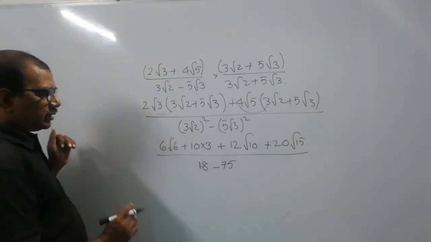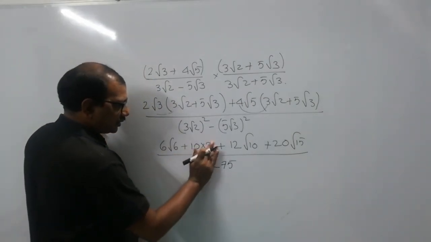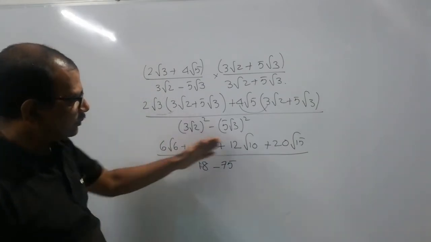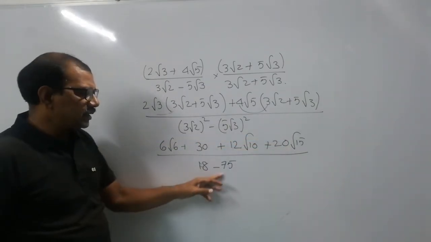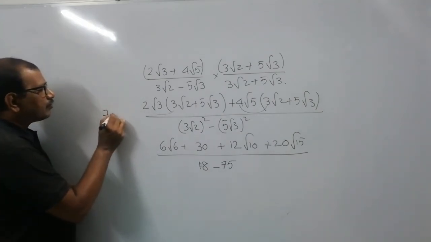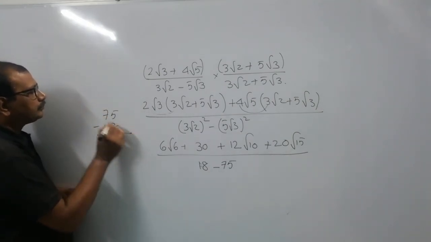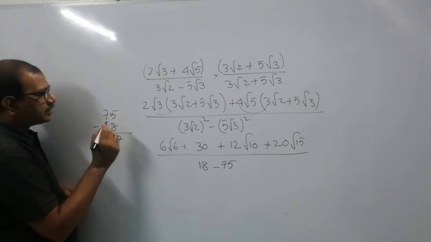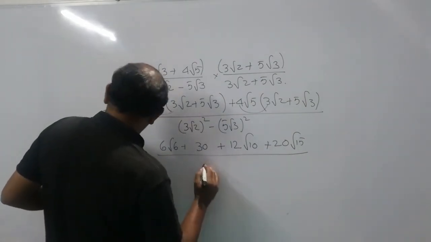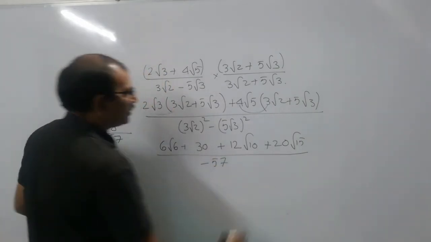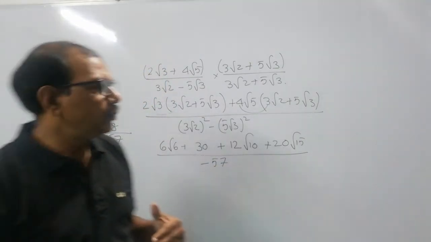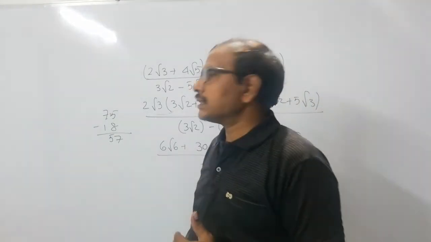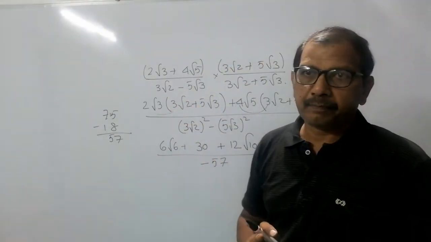Now you have to just see the numerator. 10 threes are 30. I can write it here. And all of them are unlike terms, so we cannot add them. So 18 minus 75, 75 minus 18, 15 minus 8 is 7, 6 minus 1 is 5, 57. So with minus sign, this will be minus 57. This is how we can rationalize the denominator if it is a binomial. Alright.